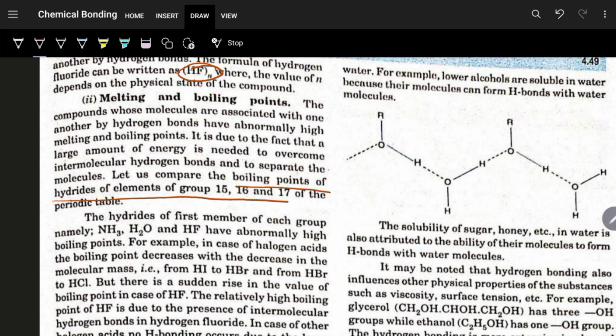So let us compare the boiling point of hydrides of elements of group 15, 16, 17 in the periodic table. The hydrides of the first member of each group, like nitrogen for group 15 forming NH3, for group 16 oxygen forming H2O, for group 17 fluorine forming HF, they have abnormally high boiling point.